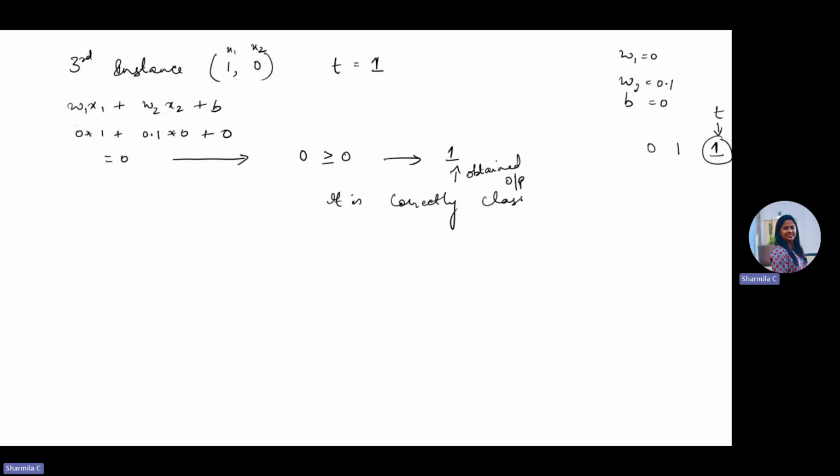So no need to update the weights. What we'll do is consider the next instance, that is the last instance from the truth table, which is 1 comma 1. When it is 1 comma 1, the target t equals 1. Now we'll find the weighted sum, w1 into x1 plus w2 into x2 plus b.